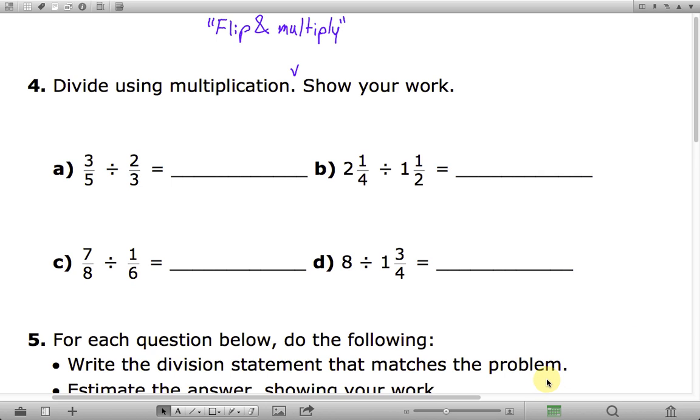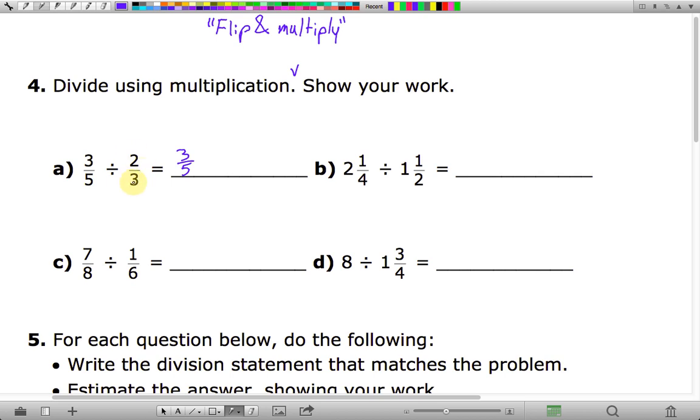Alright, so the next thing we're going to do is divide using multiplication, and this is often referred to as flip and multiply. So what I'm going to do is show you how to flip and multiply first, and then I'm going to explain why this method is a valid method. So the flip part is nothing to do with the dividend. The dividend is actually left alone, so 3/5 remains as is. It's the divisor that you flip.